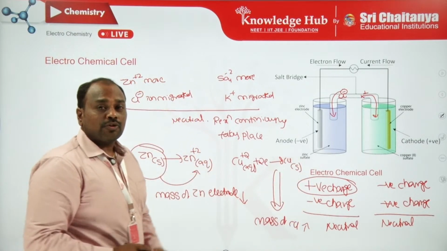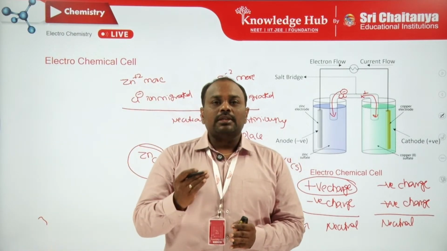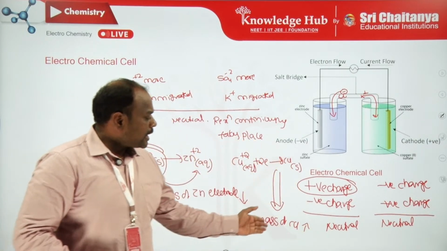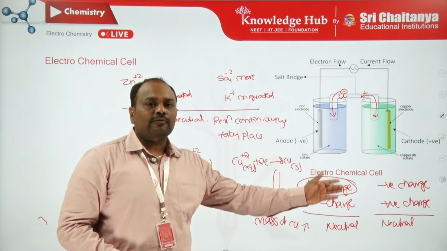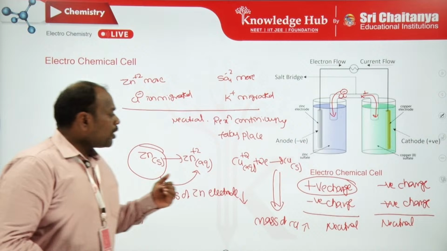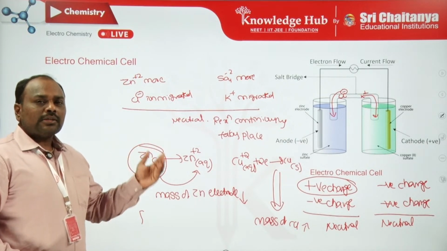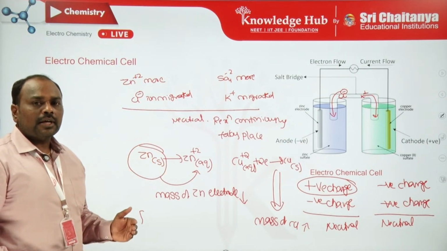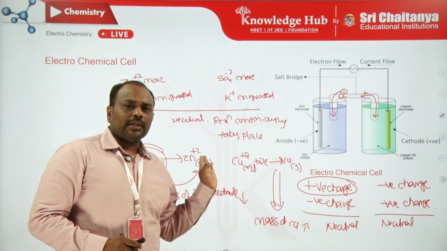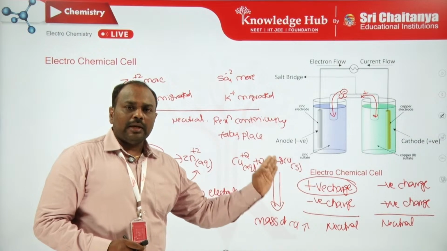So sometimes they ask the question, on which side does the mass of the electrode increase? That is the right side, the cathode half cell. In the cathode half cell, the mass of the electrode increases. And what happens in the anode half cell? The mass of the electrode decreases. And on which side does concentration increase? Left side concentration increases, right side concentration decreases.